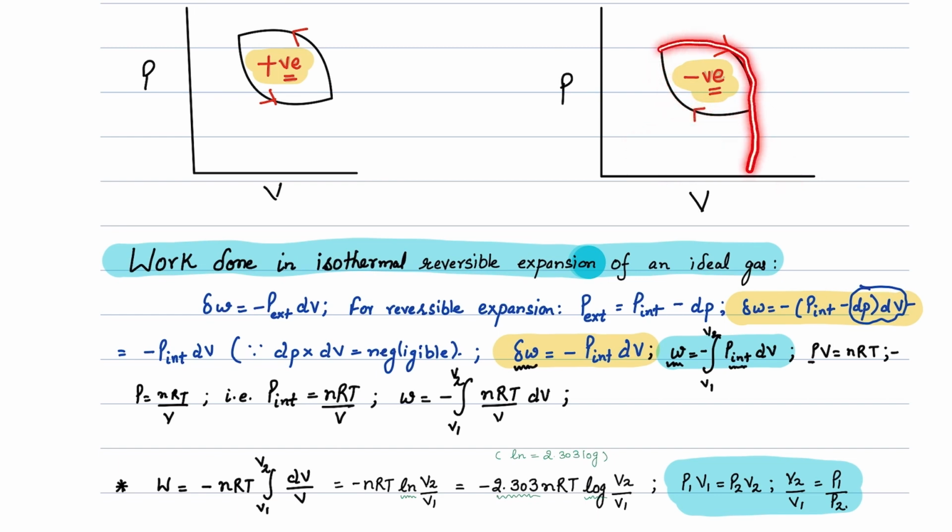So the area covered in the expansion curve is greater as compared to the area covered in the contraction work. So the net result will be negative. So the work done for this graph will be negative. These two graphs are very important for entrance exams like IIT-JEE and NEET.